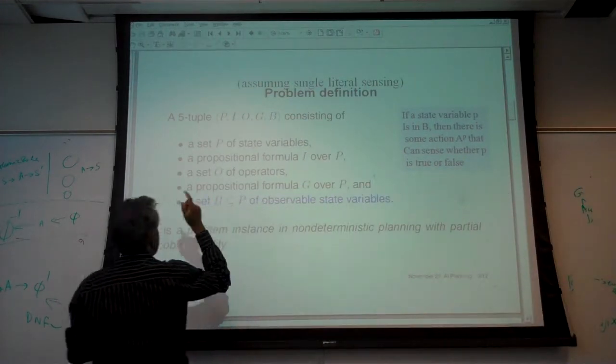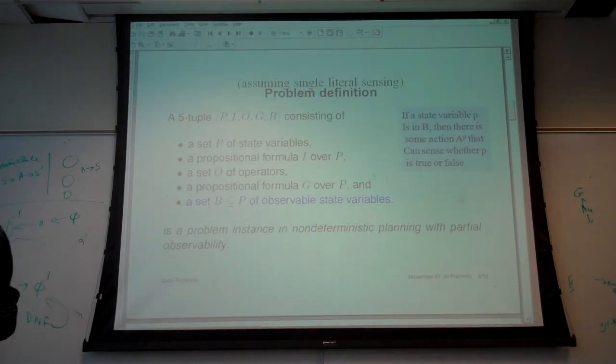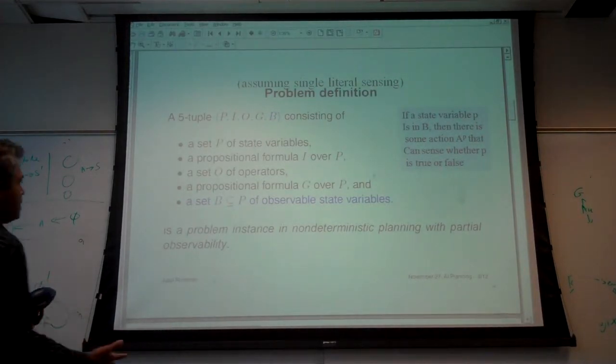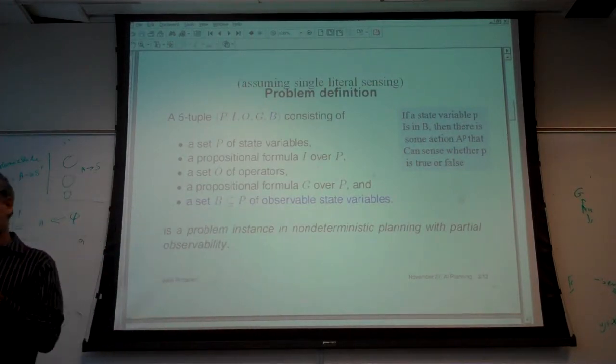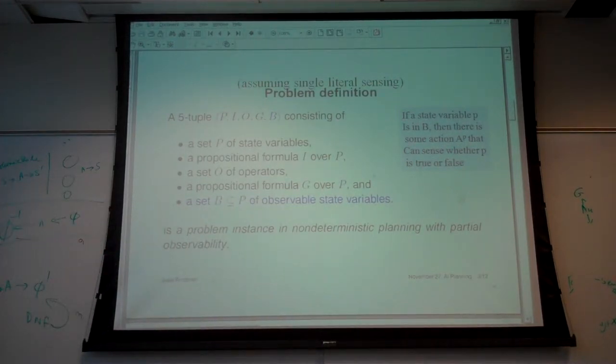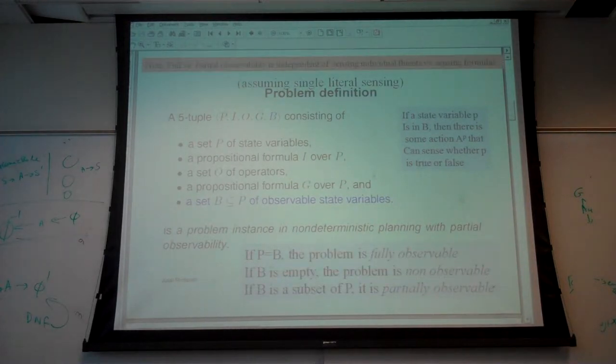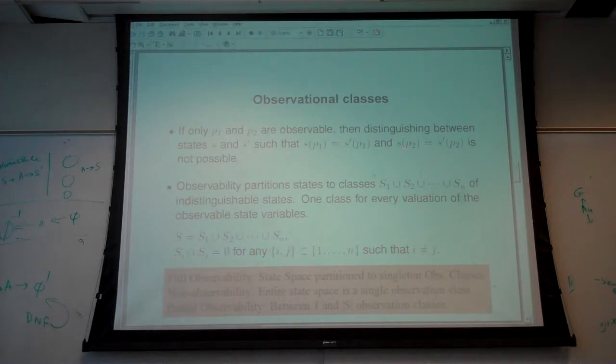For the case where V is empty, what happens? Then none of the variables can be sensed, which essentially means that all states of the world are in one observation partition. When V is equal to P, every state can be sensed separately, so each state is in its own observation partition. In between, you will have fewer partitions than the number of states and more partitions than just one. That's what is formalized in this notion of observation classes.